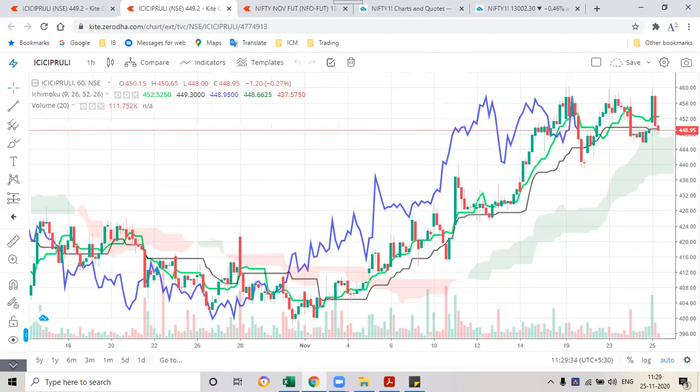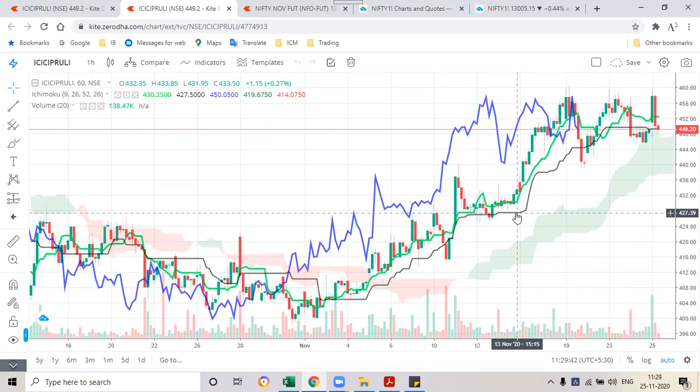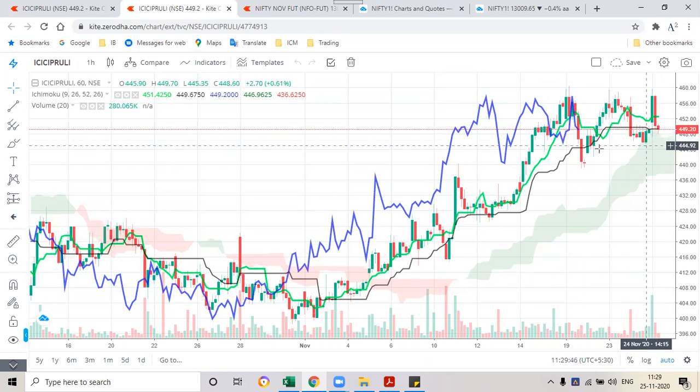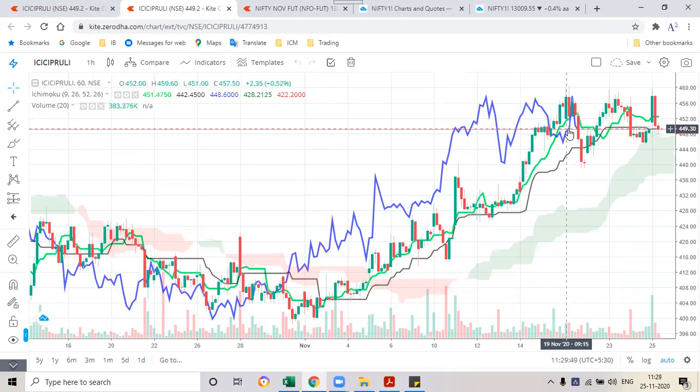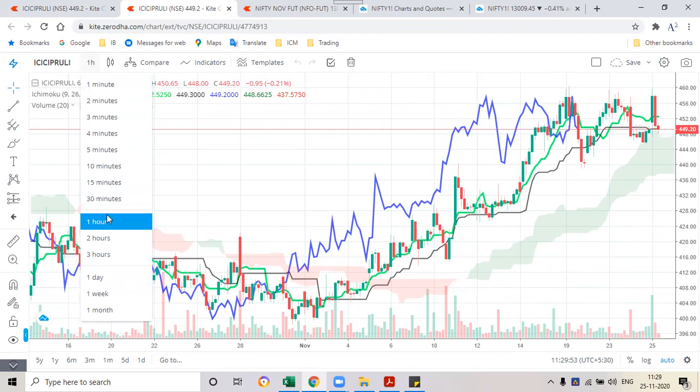Okay, so here, if I take, see here, around 410 was one good entry for me. Then the second time, when it almost came to this level around here, it got a kicker here, and then the price also started moving above the cloud. Sorry, on a daily.